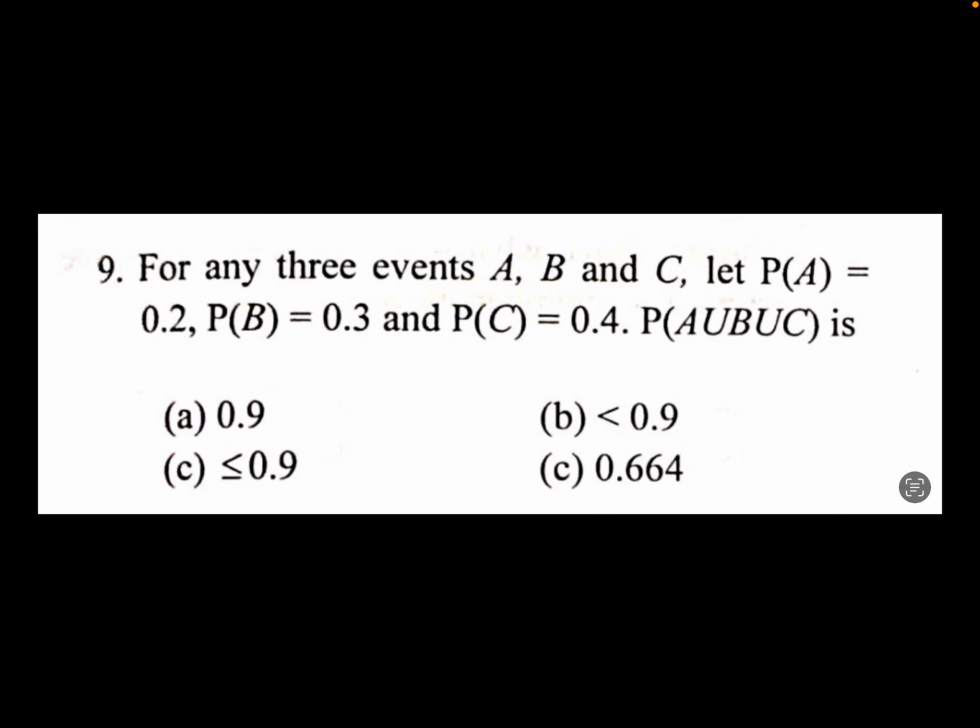Hi everyone. Today we are going to discuss an important UGC NET statistics question from the topic probability. Question: for any three events A, B and C, let P of A is equal to 0.2, P of B is equal to 0.3 and P of C is equal to 0.4. We have to find the probability of A union B union C.